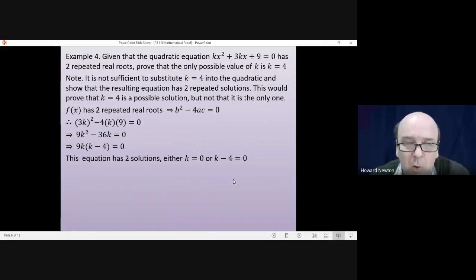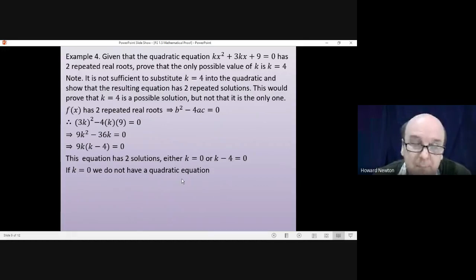Now, we've been told we should only get one solution. So why is it we've got 2? Well, if we look carefully at k equals 0 and what happens if k equals 0. If we substitute k equals 0 into the quadratic, we'll get 0x squared plus 0x plus 9 equals 0. Now, both those first 2 terms will vanish because we're multiplying by 0.